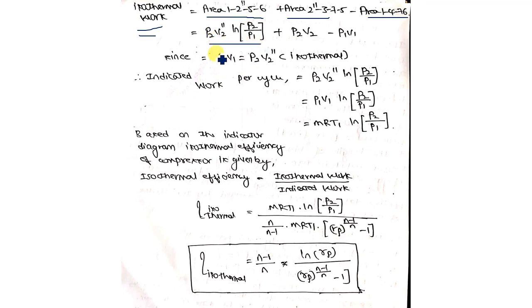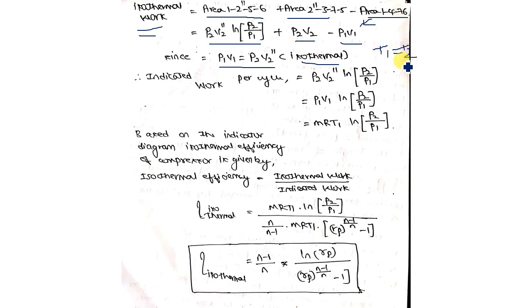Plus area under 2 3 7 5 is given just by P2 V2 minus P1 V1, since P1 V1 is equal to P2 V2 dash. Why? Because it is an isothermal process, because your T1 would be equal to T2. So if your T1 is equal to T2, what happens? Your MRT1 would be equal to MRT2. If MRT1 is equal to MRT2, then P1 V1 would be equal to P2 V2. That is how it is arrived at this particular point.